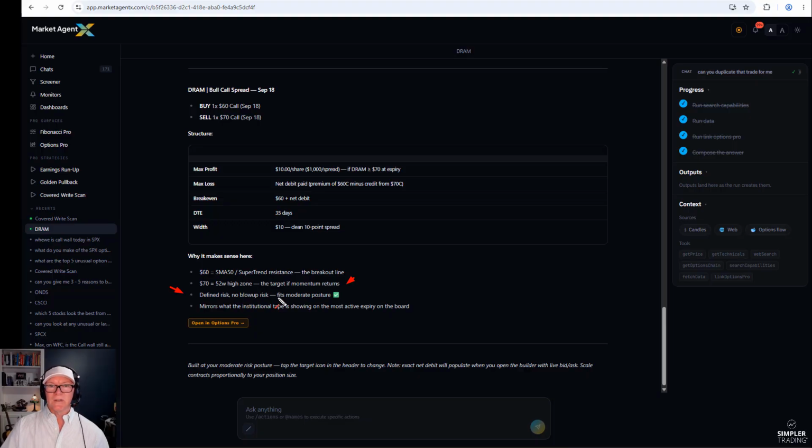Defined risk, no blow-up risk. We know exactly what our risk is. Again, I'm going to show you the trade. Hold tight. Fits a moderate posture. Now, this is important. This is super cool on this platform. So you can design the scene where you want to. Check this out. Fits moderate posture.